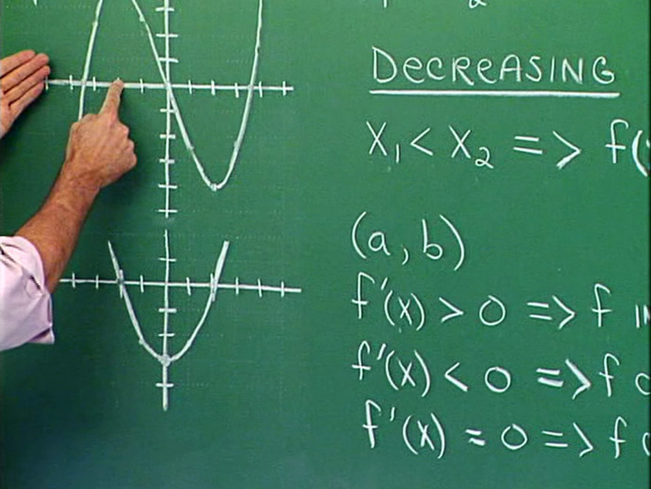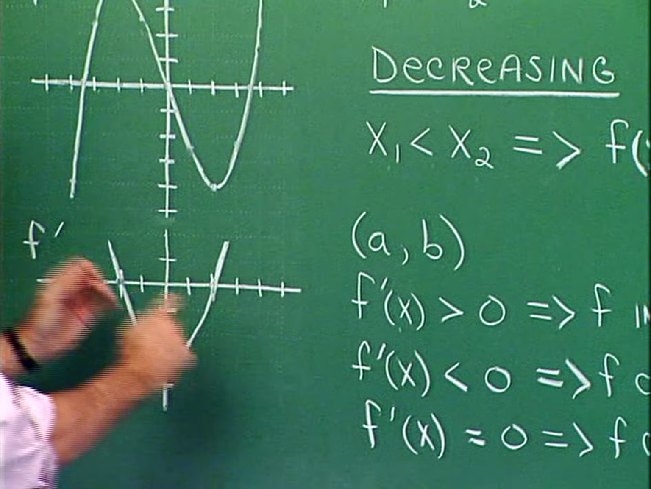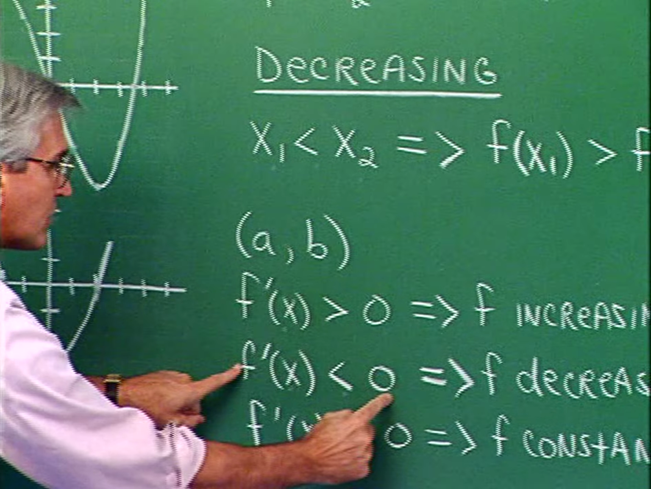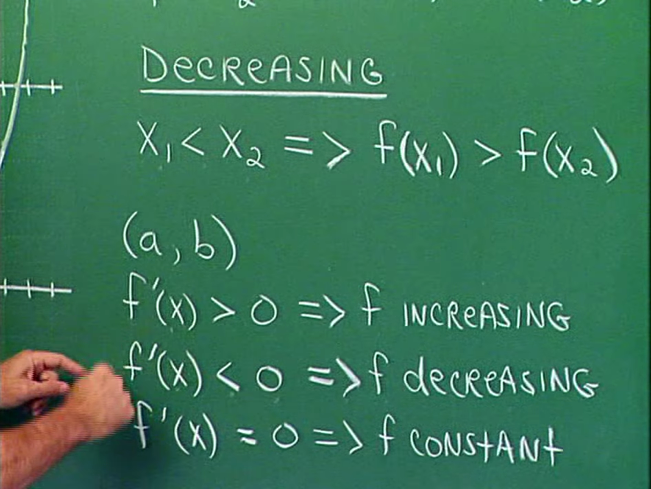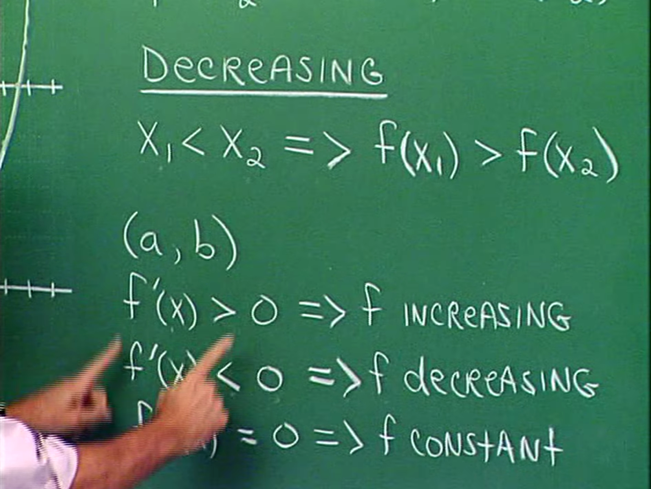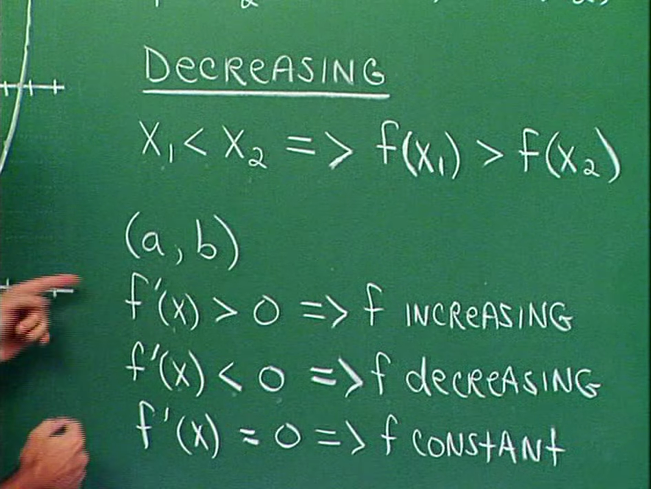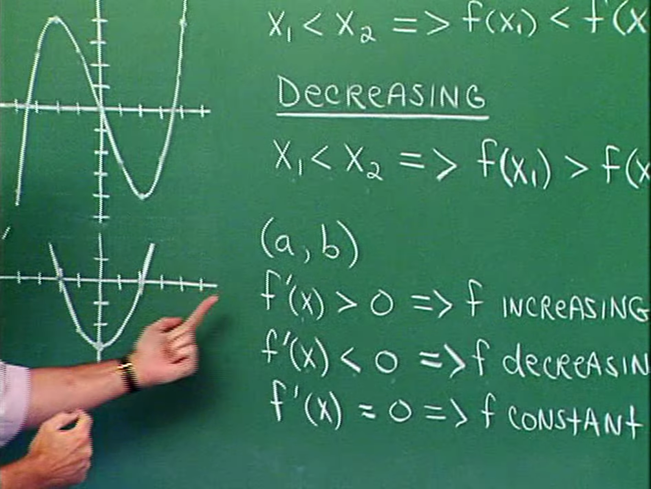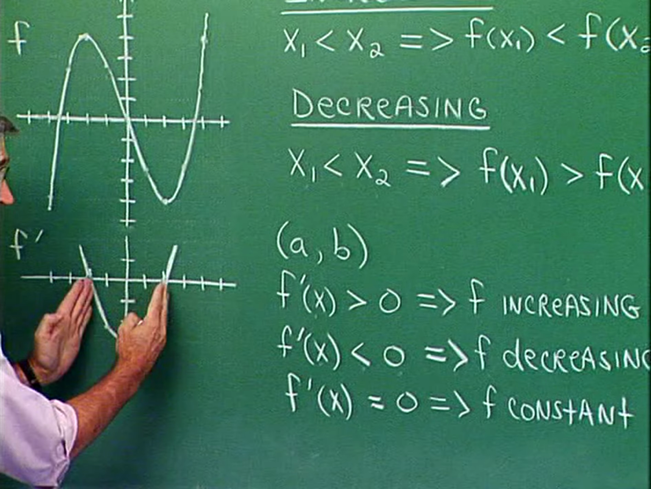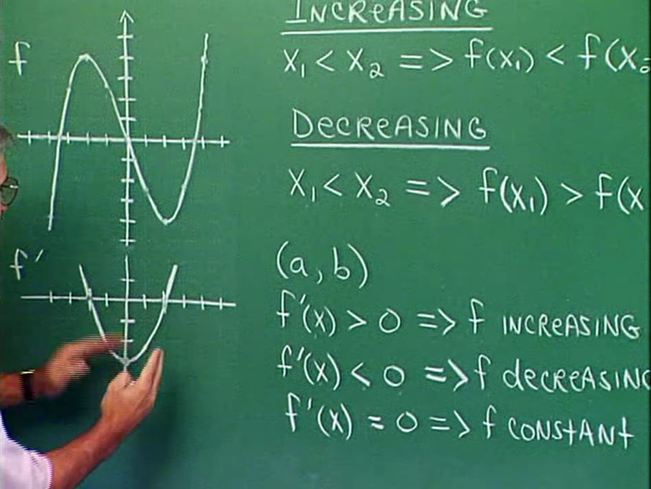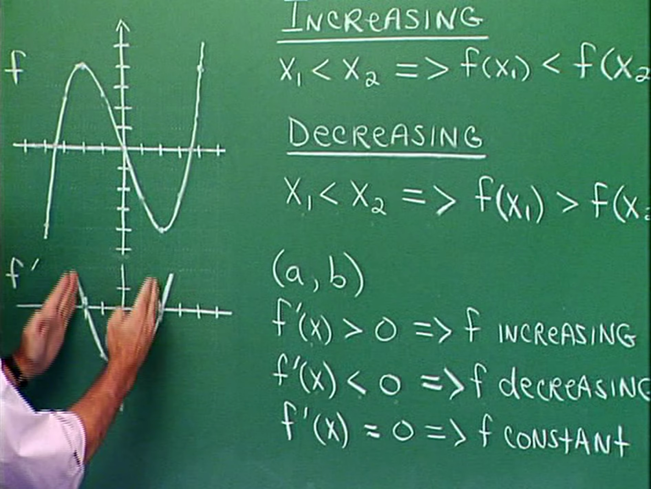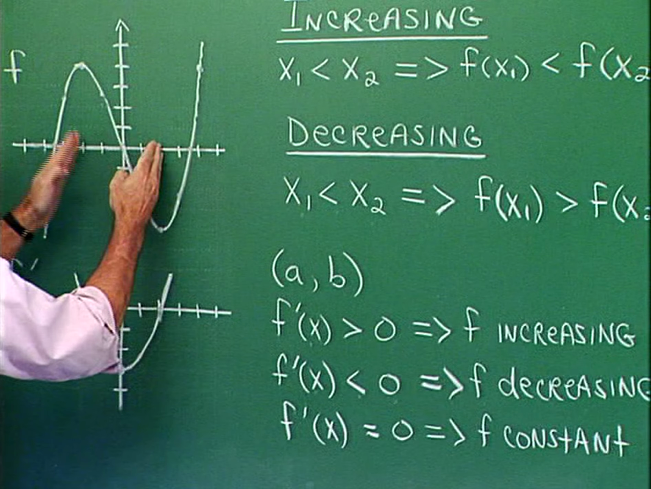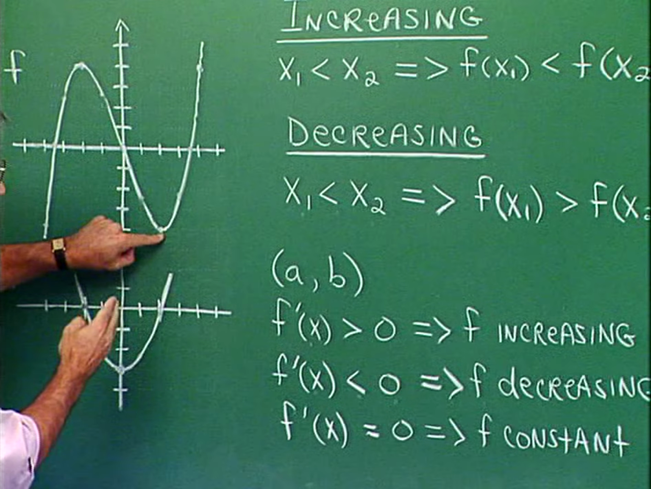of f is increasing. All right, when f prime of x is less than 0, it implies that f is decreasing. In that interval a to b, where f prime of x is less than 0, where is that on this graph? Well, it's in this interval. You see, f prime of x is below the x-axis, so f prime of x is less than 0, and in that same interval, we have a decreasing graph on f.